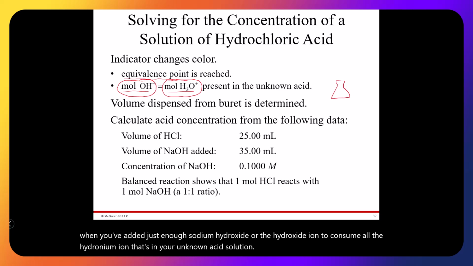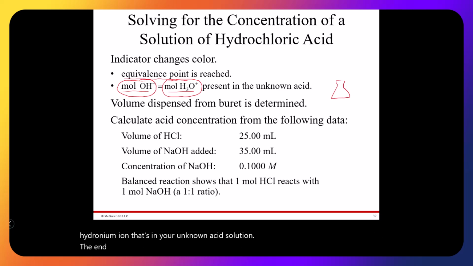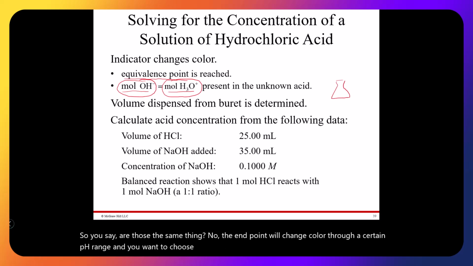The end point is when you see the color change. So you say, are those the same thing? No. The end point will change color through a certain pH range. And you want to choose an indicator that coincides with the equivalence point, but that's sometimes hard to do. It's hard to get one that's just perfect.